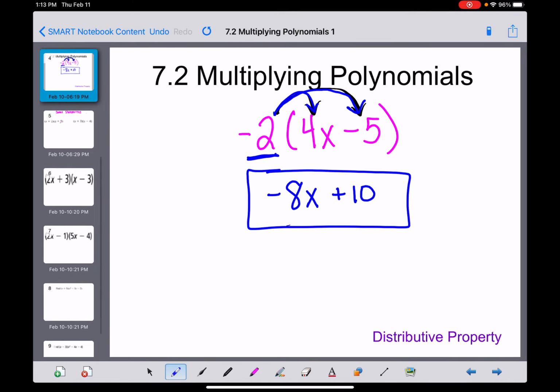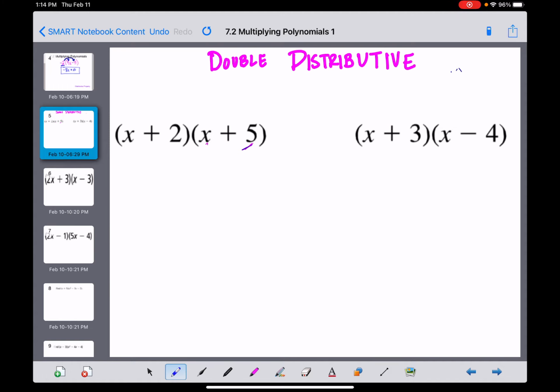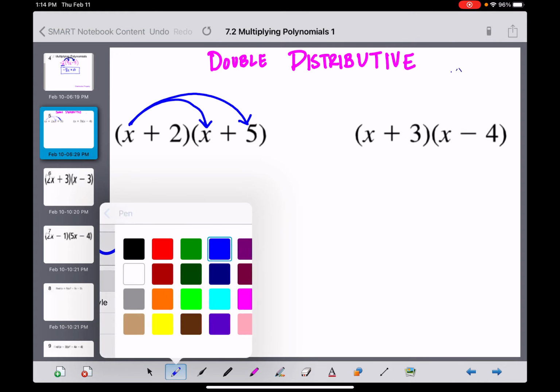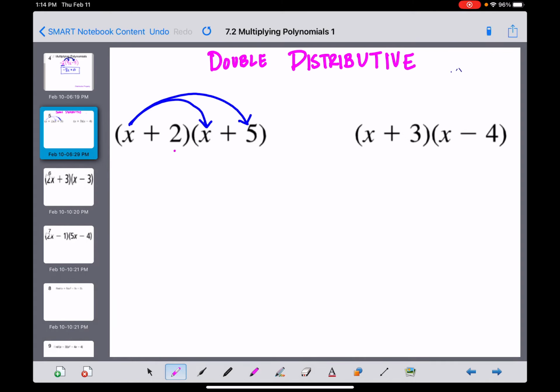But the type of problems we're going to look at today are a binomial multiplying another binomial. We're going to use the double distributive property, which means we have 2 lifeguards on duty. I'm going to multiply x through to both values in the second binomial, and then I'm going to multiply 2 to everything in the second binomial.